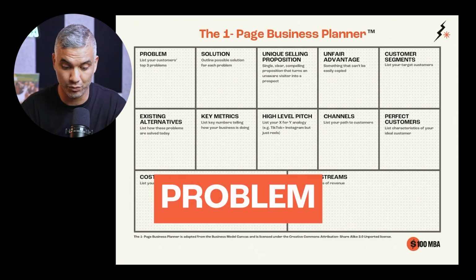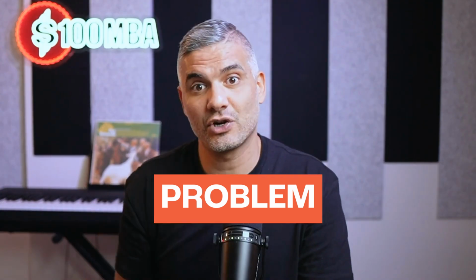Let's start with problem. Now, I love starting with problem because as entrepreneurs, we are problem solvers. That's why we're valuable. Our product or service solves problems for our customers. That's why people are willing to pay. So whenever you feel like you've got a lot of problems to solve in your business, say, yes, that's great. That means I have value. That means I have a purpose. So don't get bogged down. This is a good thing.